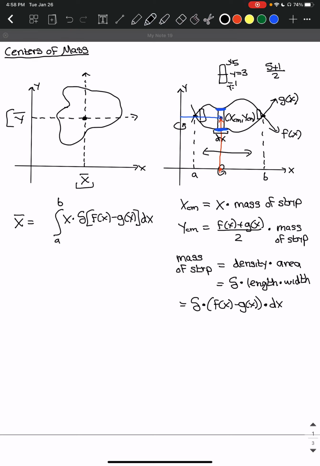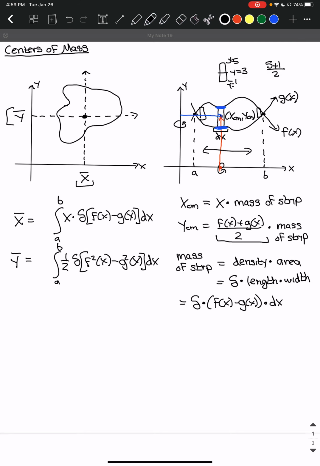And then y bar is going to be the same thing. So I'm integrating the y center of mass over this entire bound. But this one's more complicated, right? So I have this extra factor going on here. So I have 1/2. I have f of x plus g of x coming from the y center of mass, and I have f of x minus g of x coming from the mass. It's a difference of squares that's going to give me simply delta times f squared of x minus g squared of x dx.